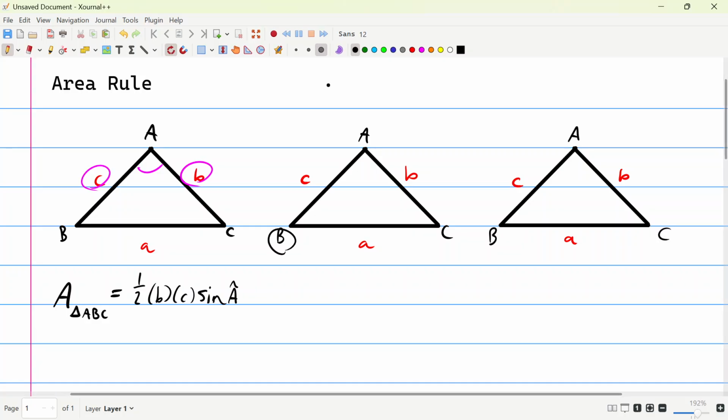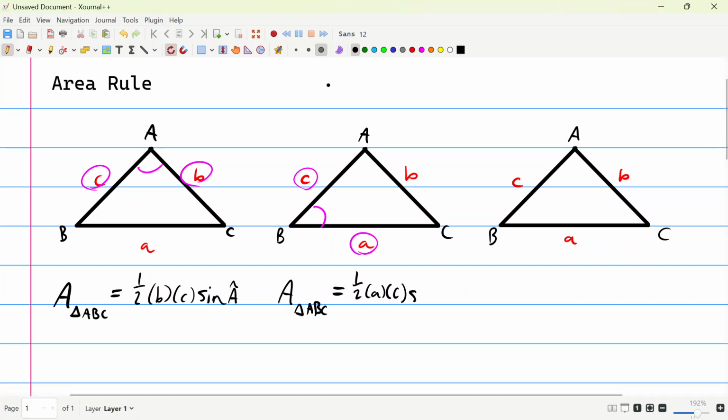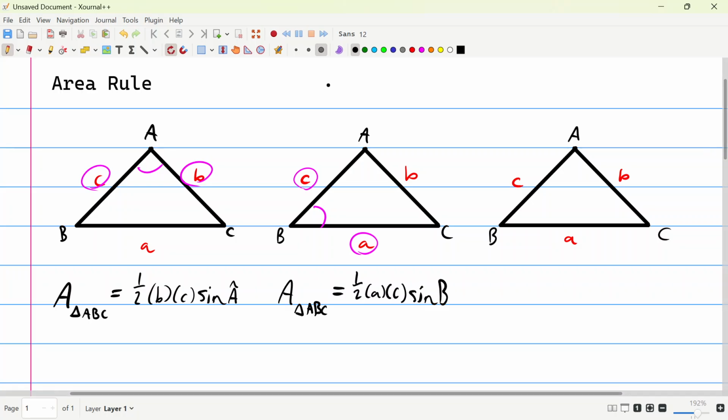What about angle B? Now remember what I said? The angle B needs to be between two sides, and that is A and C. So if we're dealing with B, then the area of triangle ABC is just going to be equal to a half A times C multiplied by the sine of angle B.